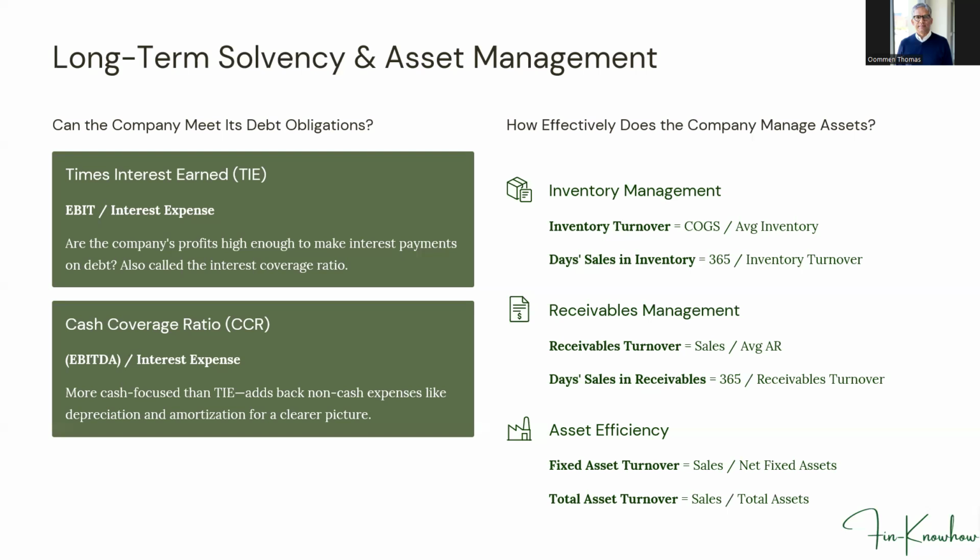Now, if we flip the ratio and divide 365, the number of days in a year, by inventory turnover, you get to express inventory turnover in days, which is essentially saying how many days the inventory sits on the shelves before being sold. Notice that because 365 is just a number, the information content in the days sales in inventory ratio is the same as the information content in the inventory turnover ratio. It's just expressed differently.